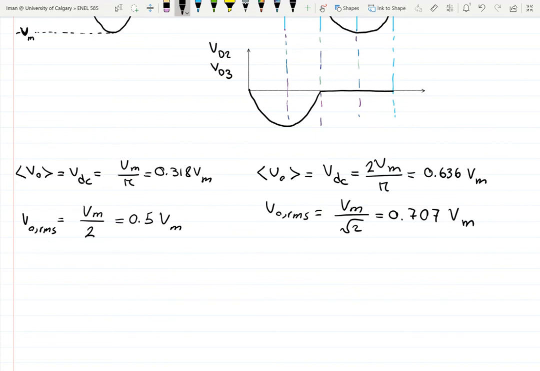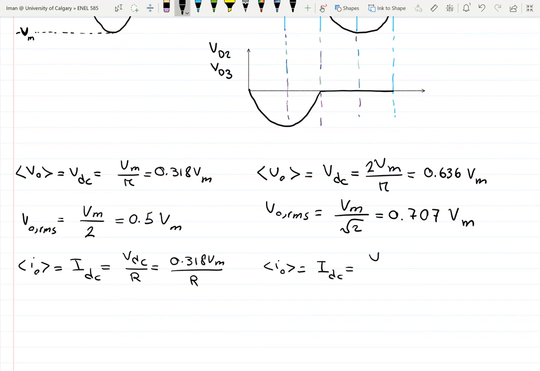Okay, so what else is important? Maybe the average current. The average current would be IDC, and IDC would be VDC over R. So for half wave it would be equal to 0.318 Vm divided by R, and the average I out for full wave, again IDC would be VDC divided by R, which would be 0.636 Vm divided by R.